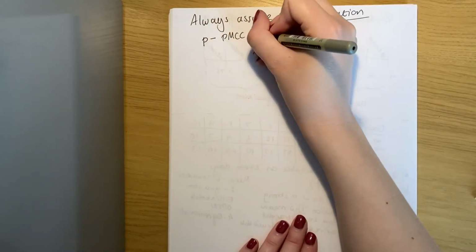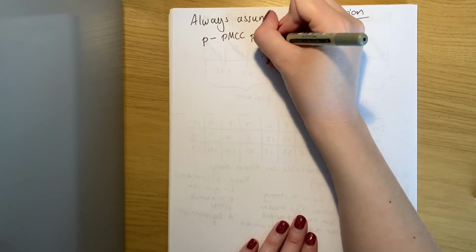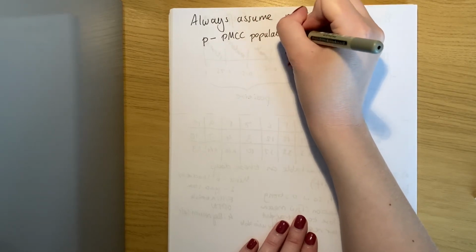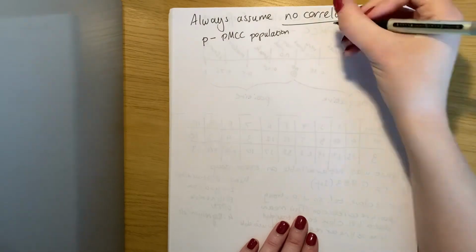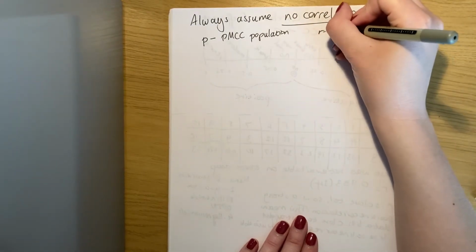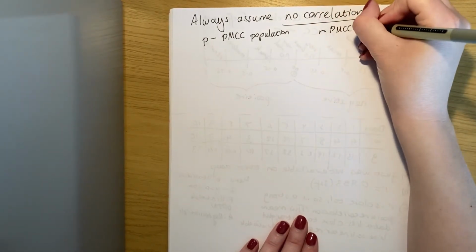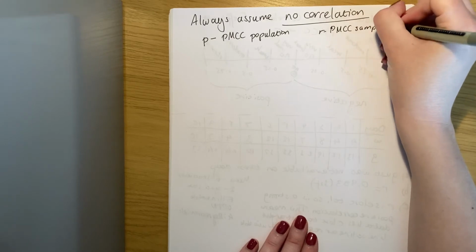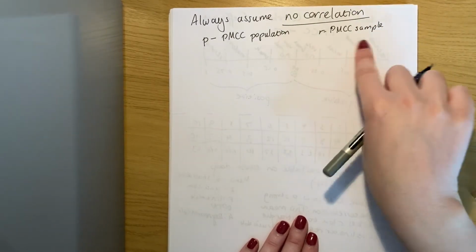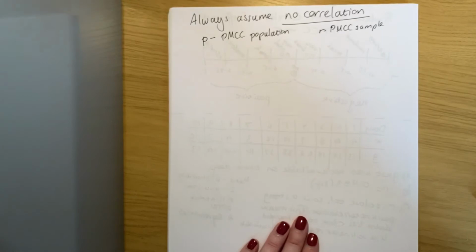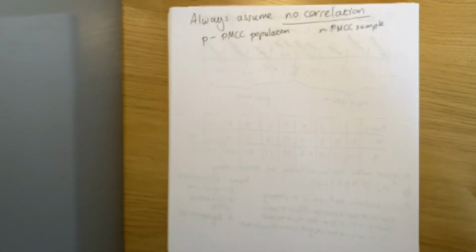We're actually going to use ρ in this. So PMCC, ρ, is the PMCC for the population. R, which is what is calculated, is the PMCC for the sample. This is all we need to worry about actually calculating. ρ we can find in a table, which I'll show you shortly.